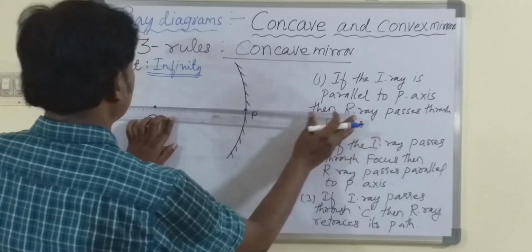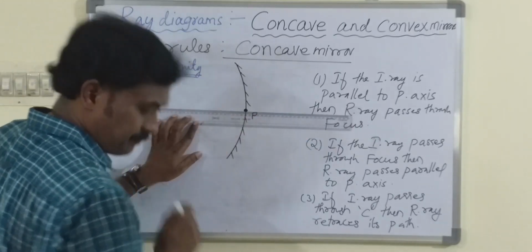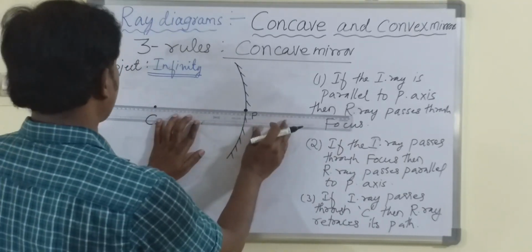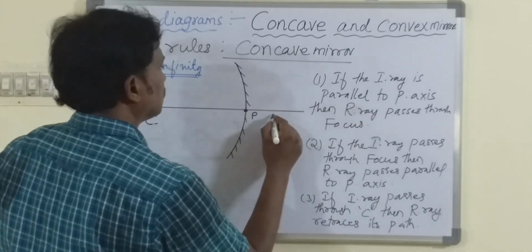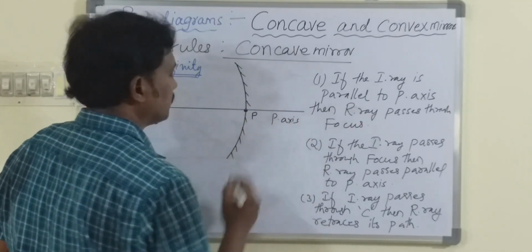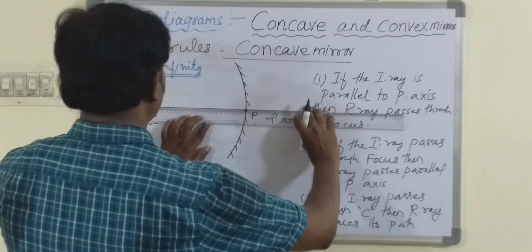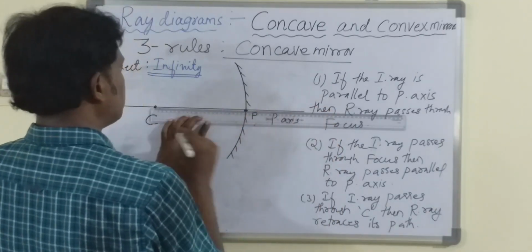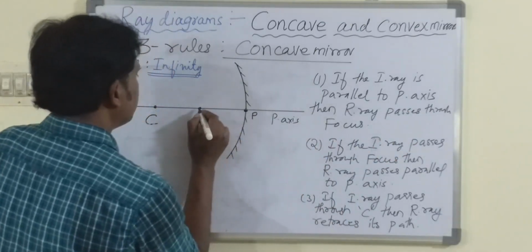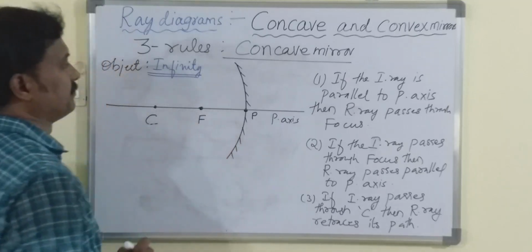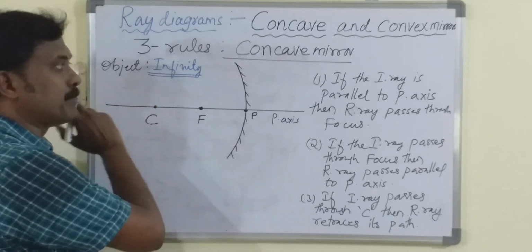Okay, so I am drawing the principal axis, children. This is the principal axis. Okay, and the radius is 20 centimeters, so I am placing the focus at 10 centimeters. This is F. Right? Now, when the object is at infinity, we are getting a parallel beam of light rays.